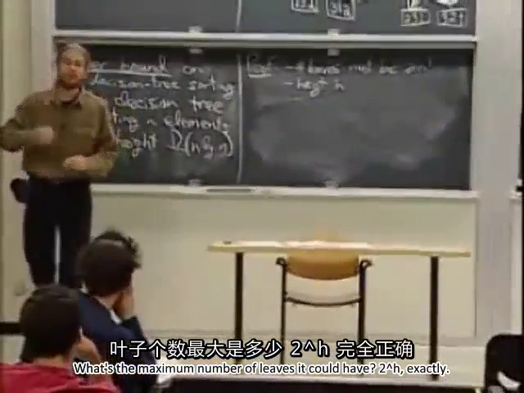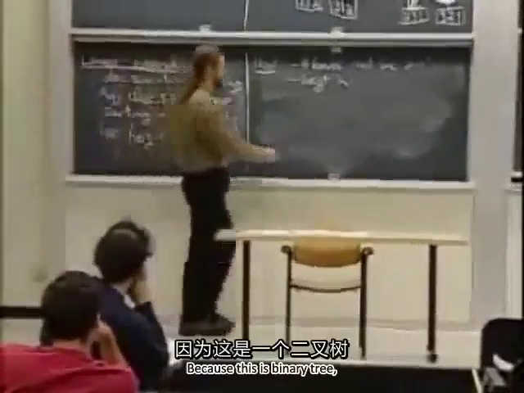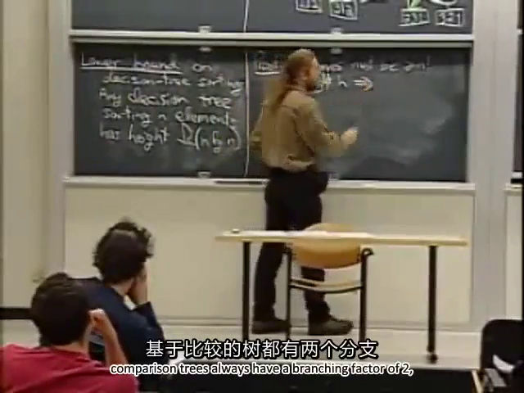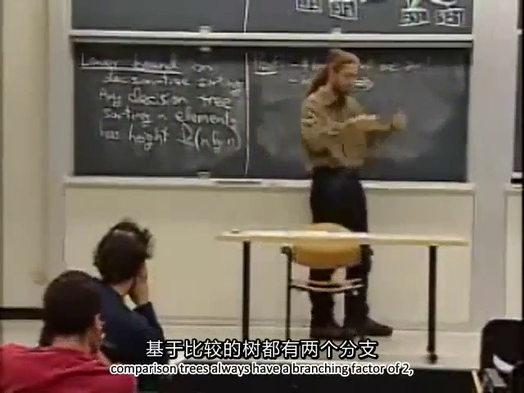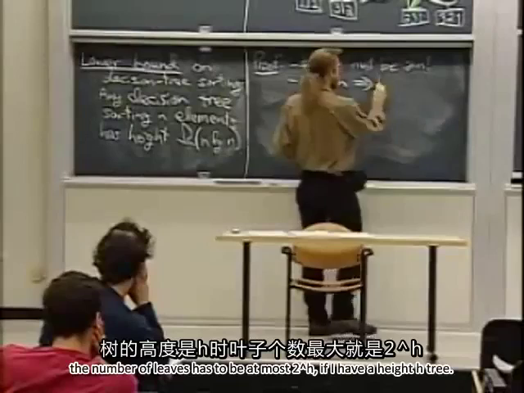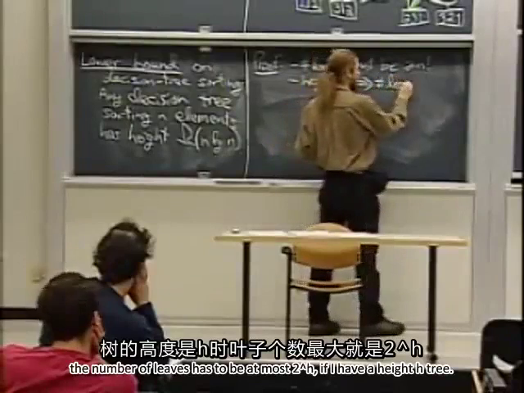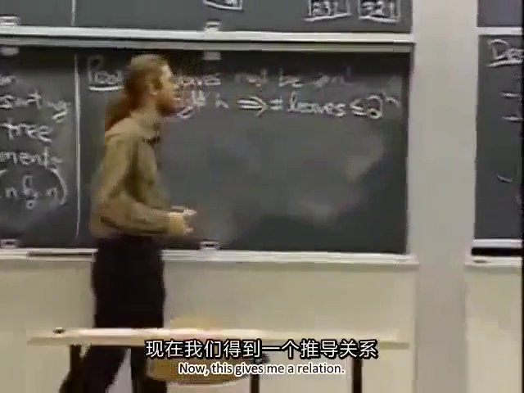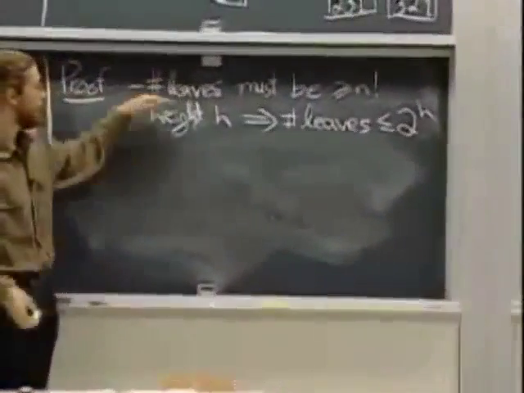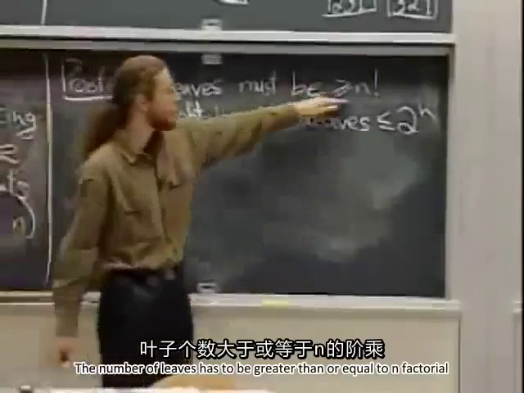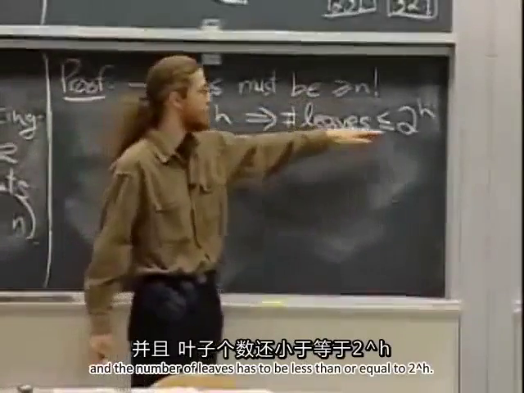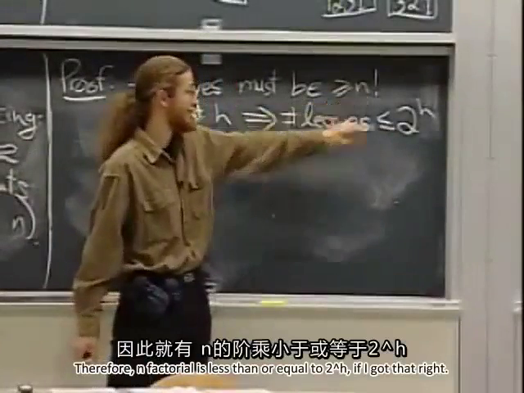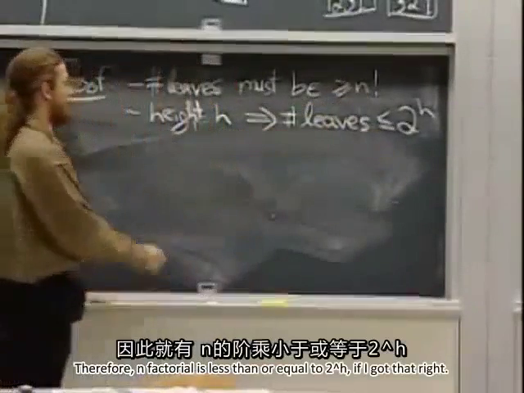Sorry? 2 to the h, exactly. Because this is a binary tree, comparison trees always have a branching factor of 2, the number of leaves has to be at most 2 to the h if I have a height h tree. Now this gives me a relation. The number of leaves has to be greater than or equal to n factorial, and the number of leaves has to be less than or equal to 2 to the h. Therefore, n factorial is less than or equal to 2 to the h. If I got that right.